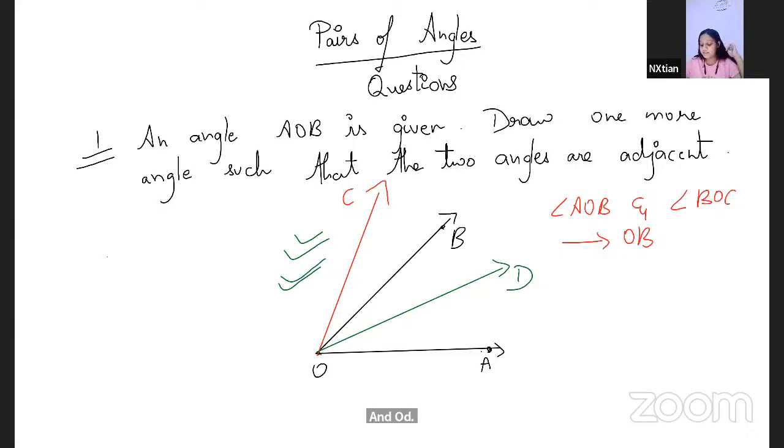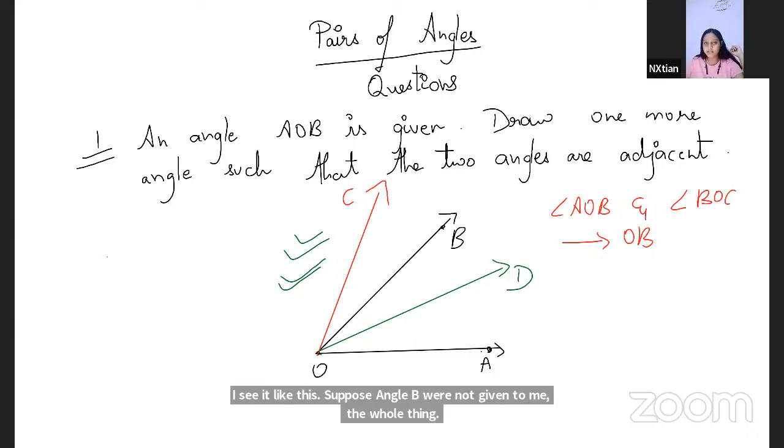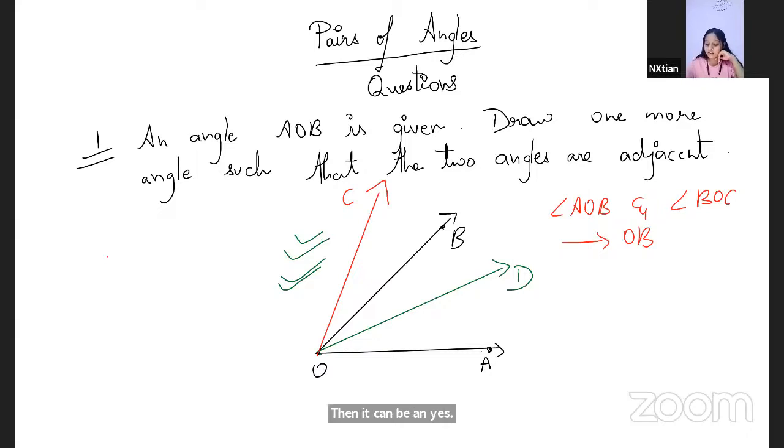If angle AOB were not given to me as a whole, then that can be an adjacent angle, yes. But for this question, it will be made separate. So this is how we create an adjacent angle with a given angle, a pair of adjacent angles. Now we will try out another question, and I'm clearing this.